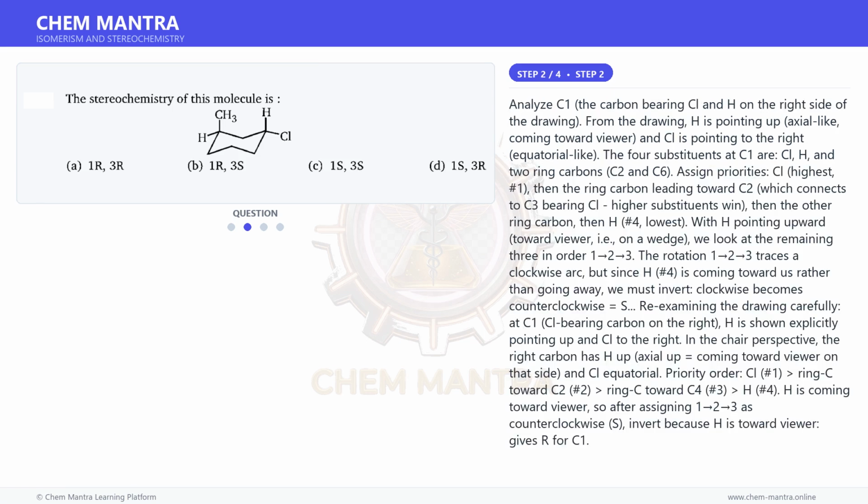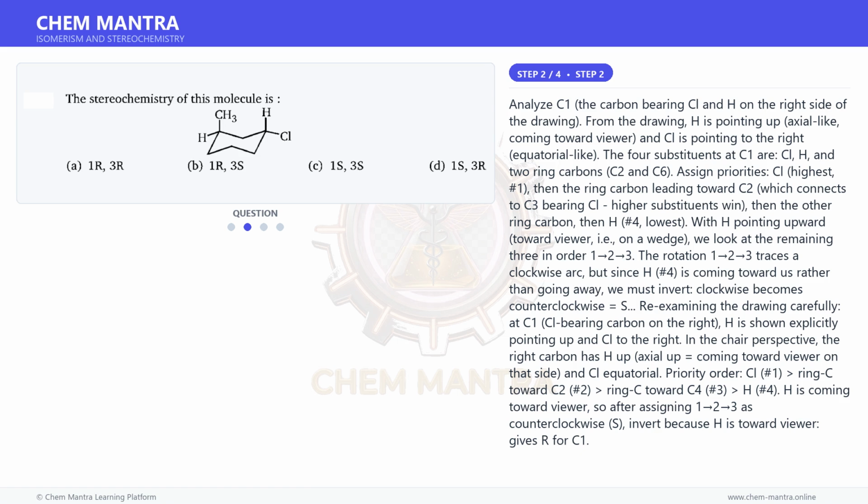Moving on to the next step. Analyze C1, the carbon bearing Cl and H on the right side of the drawing. From the drawing, H is pointing up, axial-like, coming toward the viewer, and Cl is pointing to the right, equatorial-like. The four substituents at C1 are Cl, H, and two ring carbons, C2 and C6.